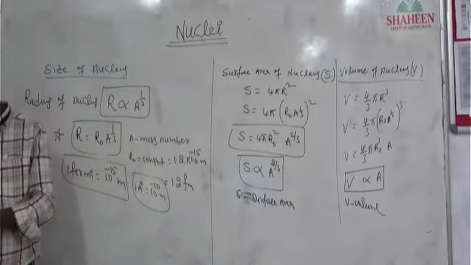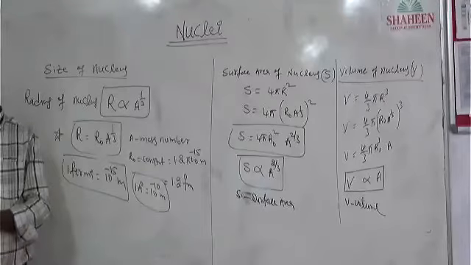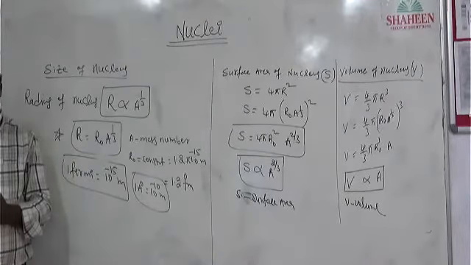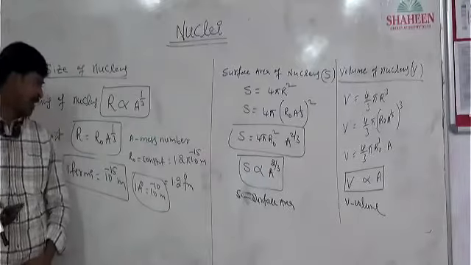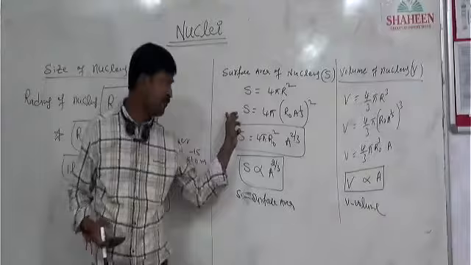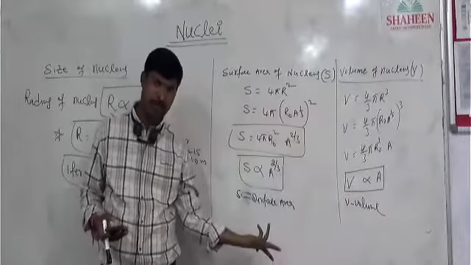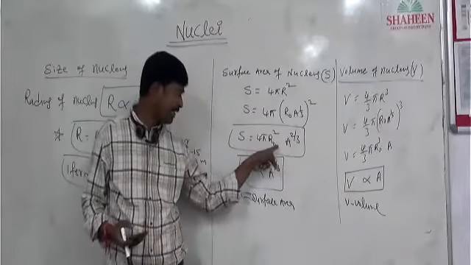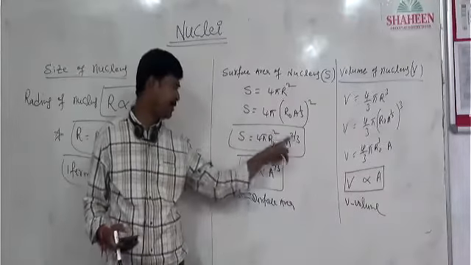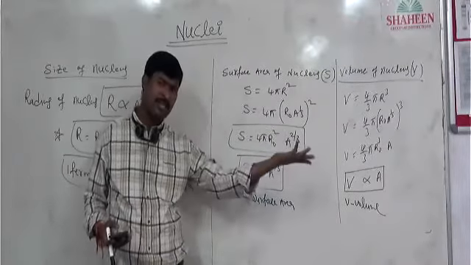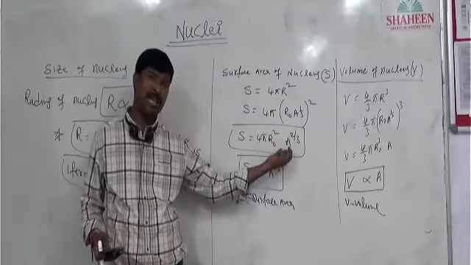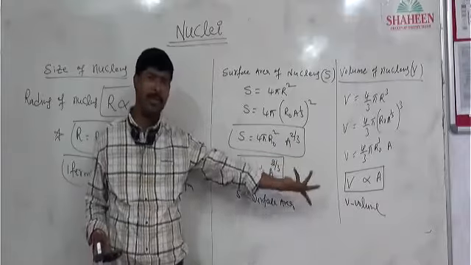Any doubt? Tell me. R naught is a simple constant only. I have given R naught value 1.2 into 10 to the power minus 15. Everywhere I wrote in surface area or volume, R naught value is the same. 4 pi and R naught are constant, so this quantity is totally constant. Surface area depends upon A only. Whatever the mass number you take, this value remains the same. So surface area clearly depends upon A power 2 by 3. Similarly, volume depends upon A only.